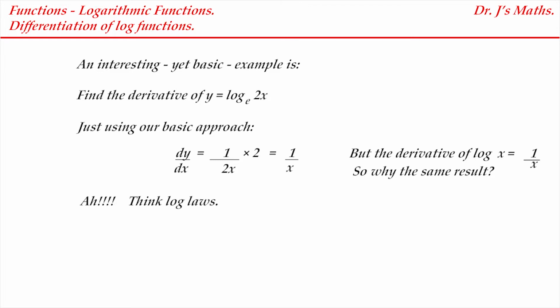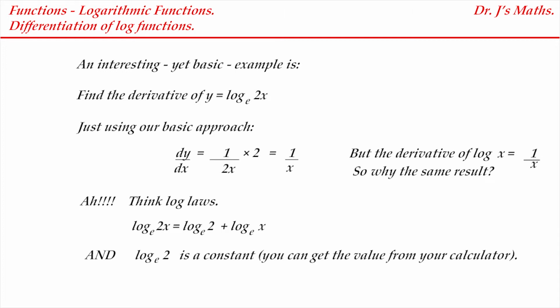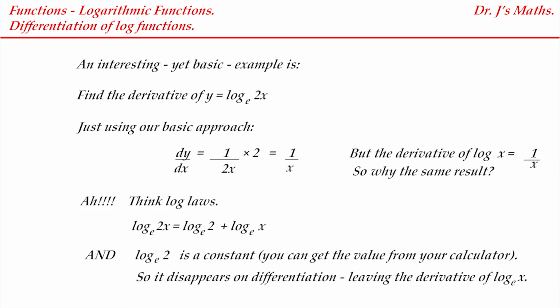Think log laws. If we have log 2x to the base e, we can write that as log 2 to the base e plus log x to the base e, because the 2 and the x were multiplied together. And log 2 to the base e, of course, is a constant because you can get the value of that from your calculator. So when we differentiate a constant, that disappears, leaving the derivative of log x to the base e, which of course is just 1 over x. So it's common sense that the two results would be the same.